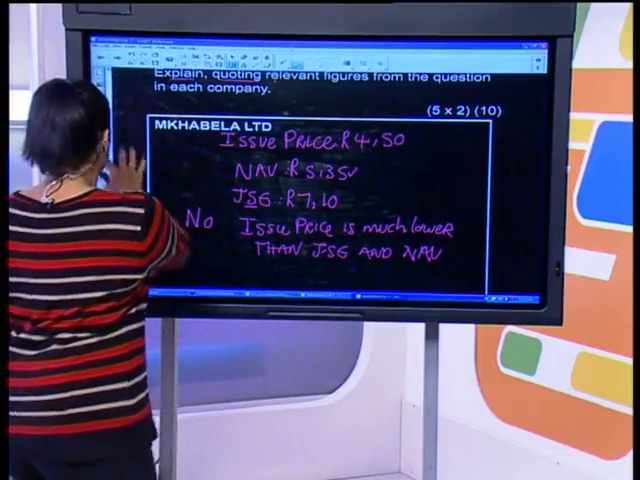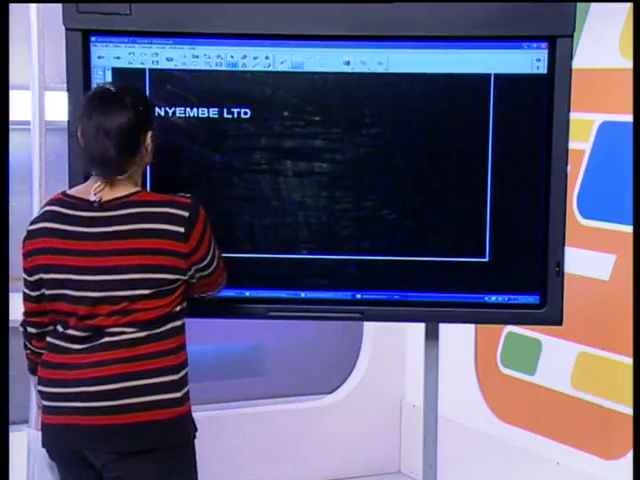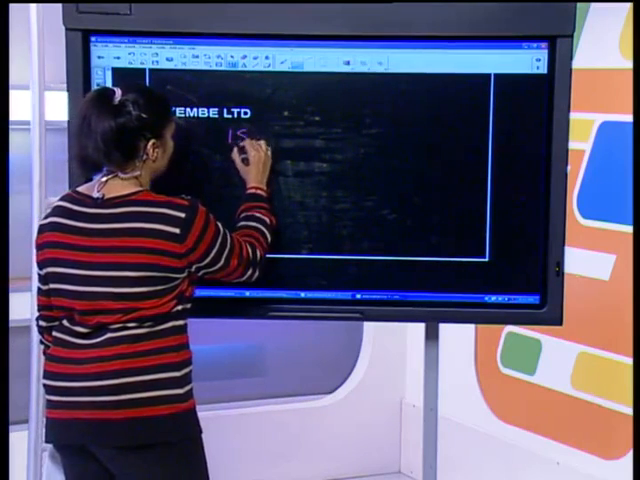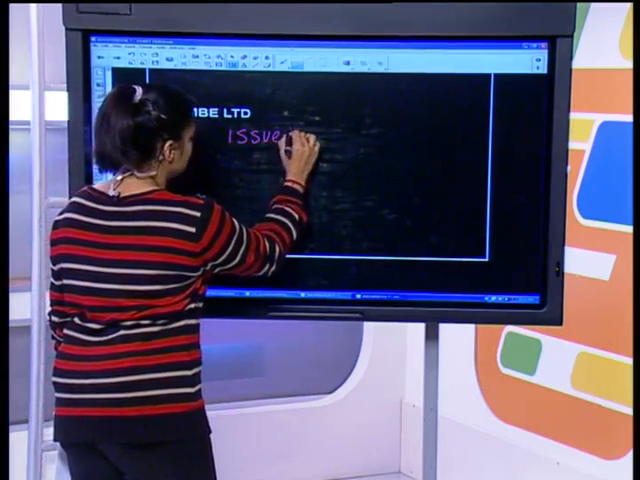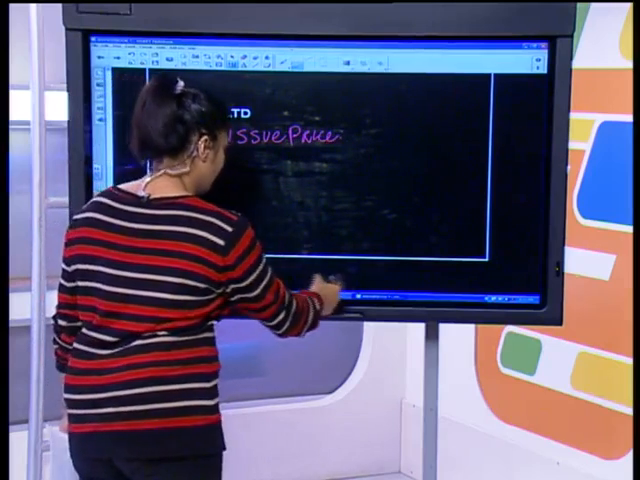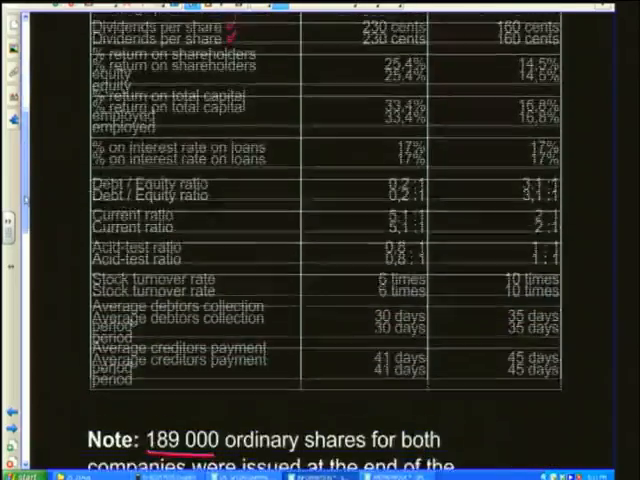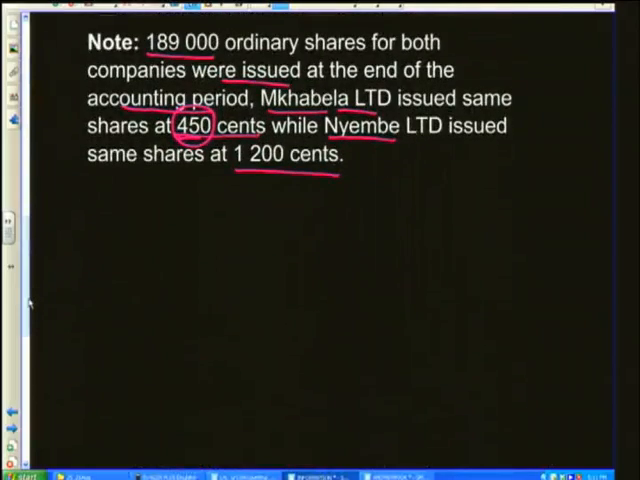Okay, right, let's move on to the next company. Let's look at their issue price. And again, we're comparing the issue price to the JSE as well as to the net asset value. So we're going to start off with what was the issue price for the shares that were issued at the end of the financial year. Okay, so if we scroll down, there we go. Nyembe Limited issued their shares at 12 Rand or 1,200 cents.